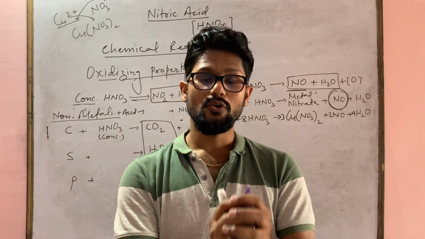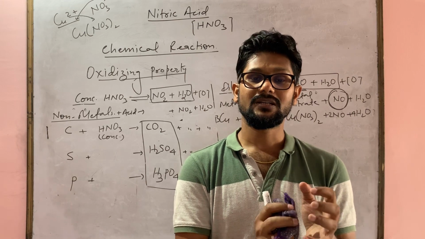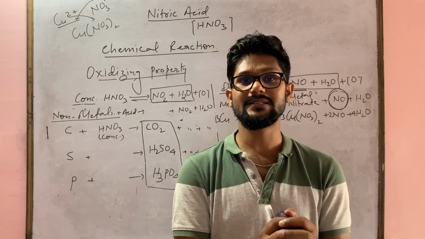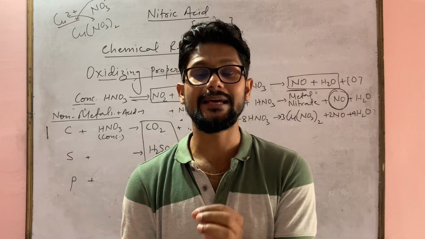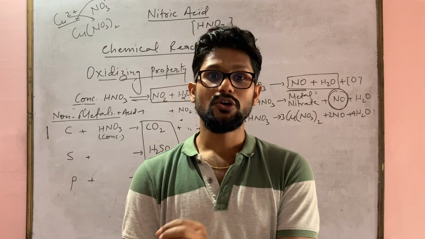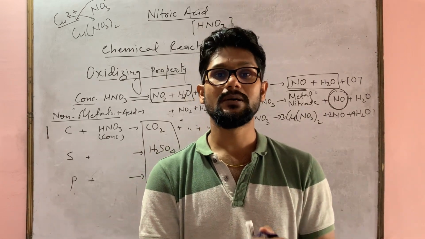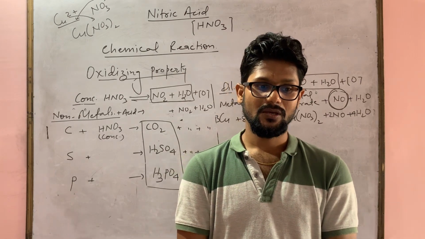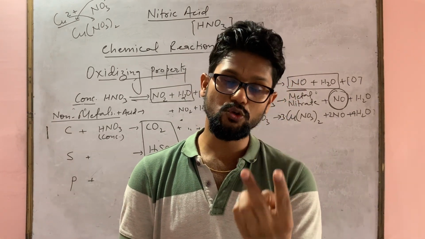Once again, when these metals are treated with concentrated nitric acid, formation of an extremely thin layer of insoluble metallic oxide which stops the reaction. This is called passivity. Then a question can come, how to remove passivity? So there are two methods.